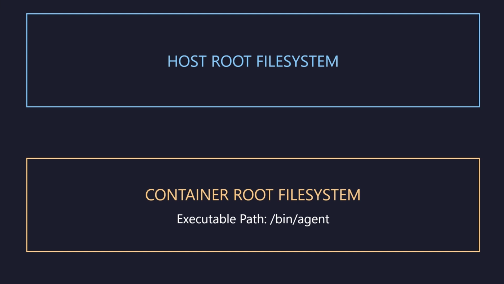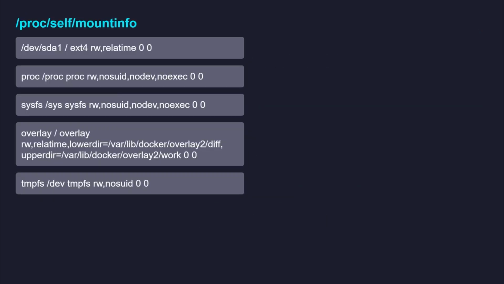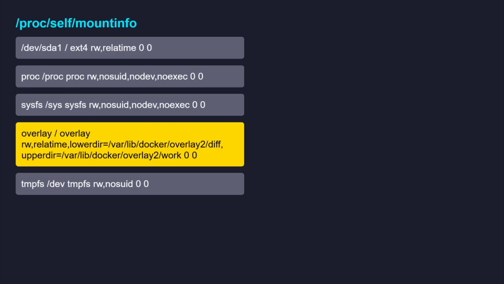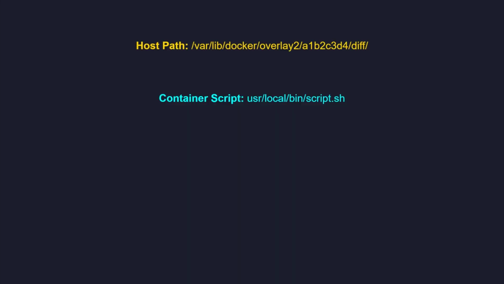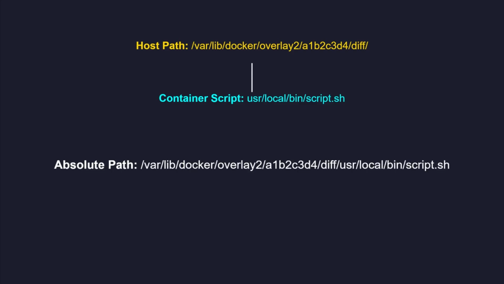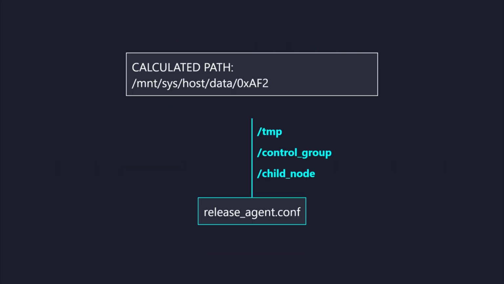The fundamental challenge is that the host kernel looks for this release agent executable path relative to its own root file system layout, not the container layout. To locate where our container files sit on the host, we parse the mount info file inside the process self-directory, extracting the exact overlay storage path. By concatenating the host overlay upper directory path with our internal container script location, we obtain the absolute file path visible to the host operating system kernel.